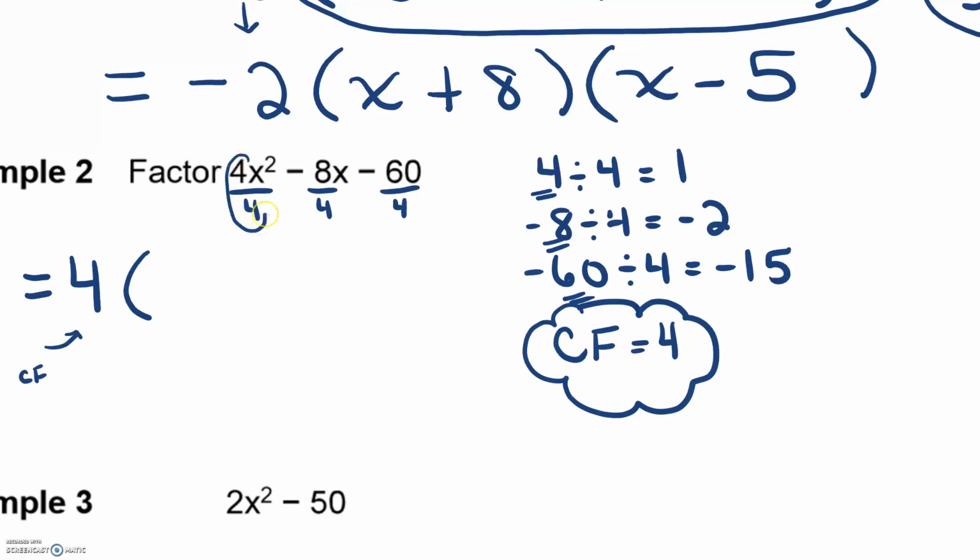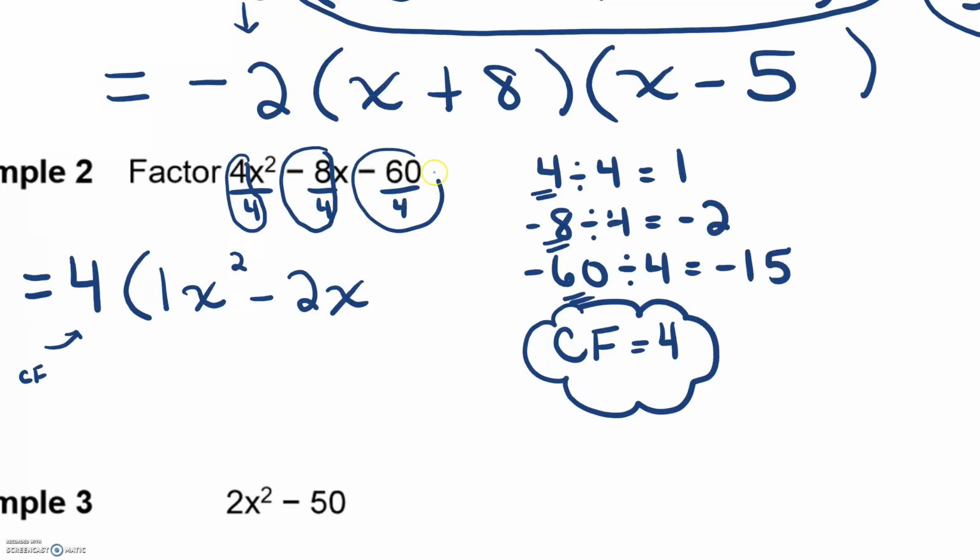So 4 divided by 4, this little part, is 1, but there's an x squared left over. Negative 8 divided by 4 is negative 2, but there's an x left over. And then negative 60 divided by 4, as we did earlier, is negative 15. So we're not done here. This is the part that we need to continue with.